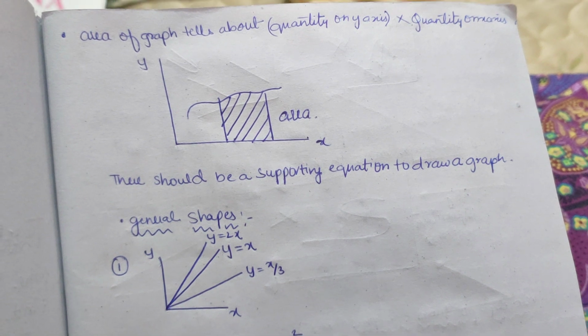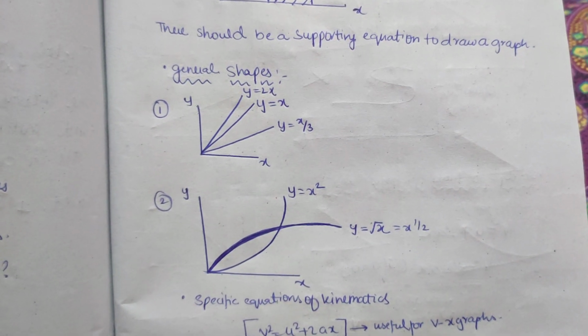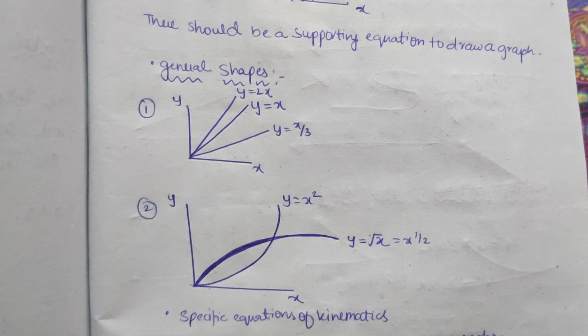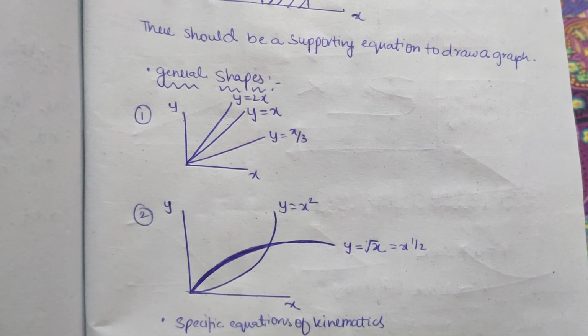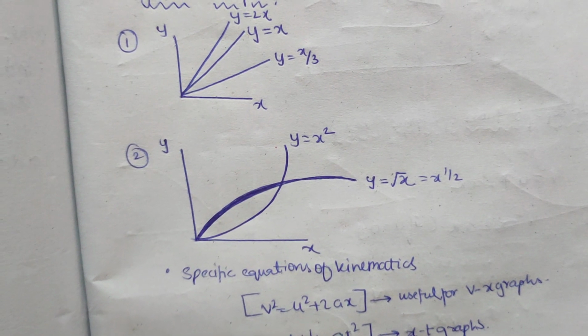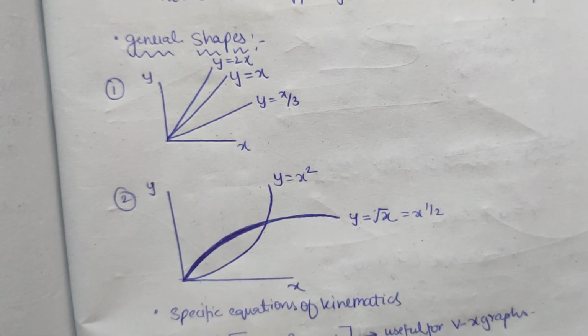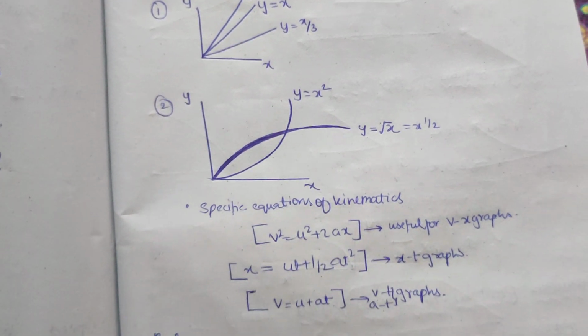There should be a supporting equation to draw a graph. General shapes. Here you can see first y equal to x will get a straight line, y equal to 2x will get a straight line above that, then below that we'll get y equal to x by 3. Here you can see y equal to x square, then we'll get a curve like this, and oppositely we'll get a curve when y equal to x power 1 by 2, or root x.